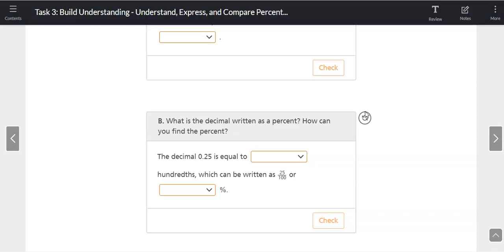What is the decimal percent written as a fraction? How can you find the percent? So the decimal 0.25 is equal to 25 hundredths, which can be written as 25/100 or 25%. Another way that you can think about this is when you switch a decimal to a percent, you move the decimal 2 times to the right. So I go 1, 2, and I get 25. That represents multiplying by 100.